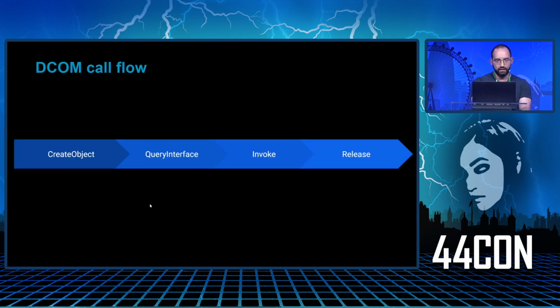It calls create object. It uses its own RPC interfaces that are unique to DCOM. So it creates an object using that. It calls this remote function, create object, for an interface. Eventually, it calls invoke and then release of that object.